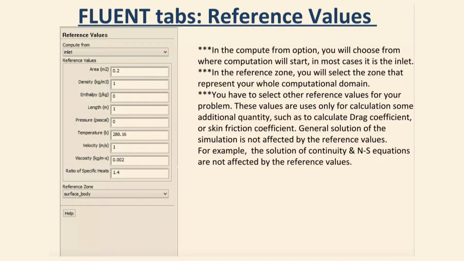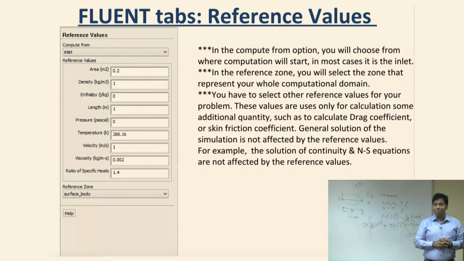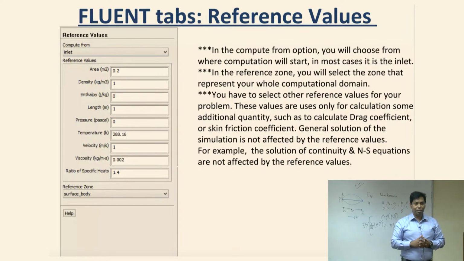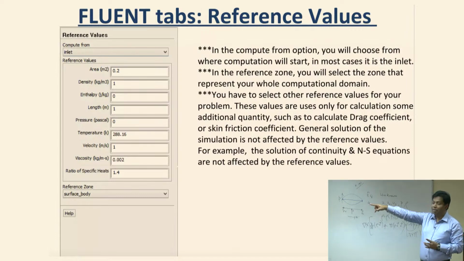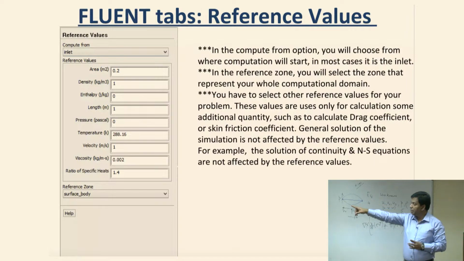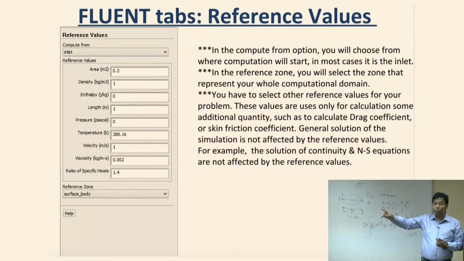And the reference value. The reference value does not do anything with your simulation, but it helps you for the post processing. Okay. Post processing means, for example, when you calculate the Nusselt number or the heat transfer rate. In that case you need a reference temperature. So, if your reference temperature is not correct, whichever reference temperature you use to calculate your Nusselt number, then you will not get correct results.